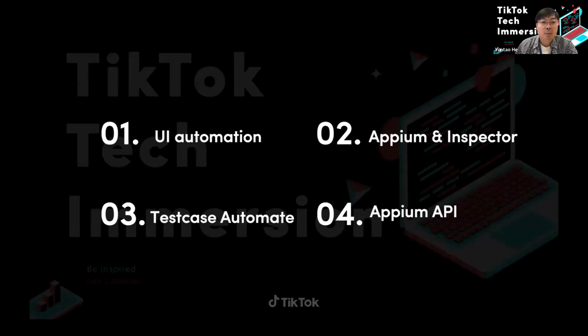Today we will cover 4 parts. The first, I will introduce the UI automation concept, and then I will use Appium and Appium Inspector as an example to show how we do the UI interactions. We will also try to automate one real test case and create the automation script. And last, I will show some Appium core APIs.